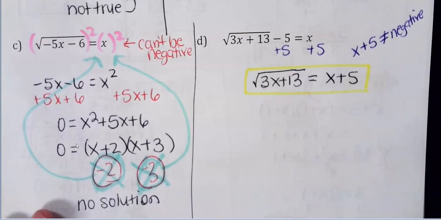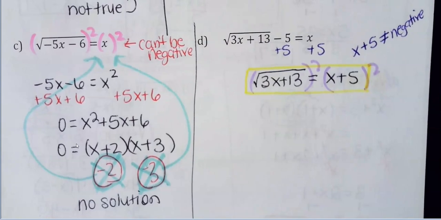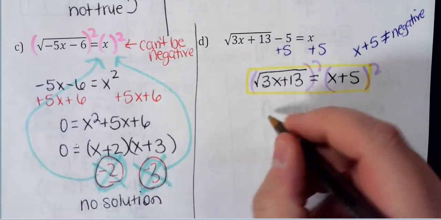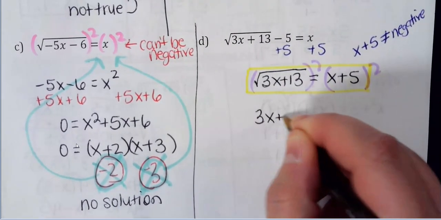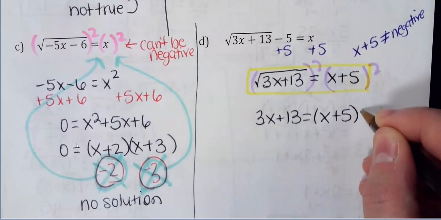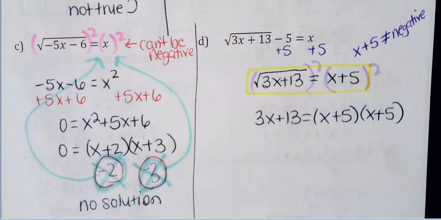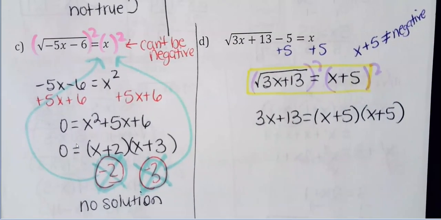Okay, so let me grab my highlighter here. All right, so I'm going to square both sides here. Now, this one's a little bit extra because we got a FOIL. So you got 3x plus 13, square root and squared cancel each other out. X plus 5 squared. Don't distribute that exponent because you will screw it up. Okay, so you got to do a FOIL. You cannot write x squared plus 25. That's not going to work. You'll miss the middle term.